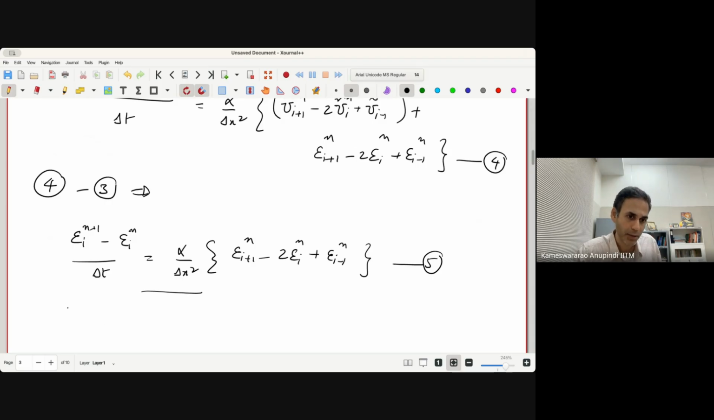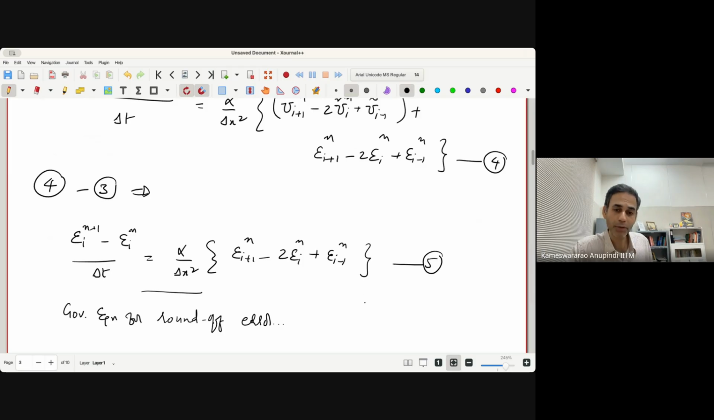So this is the governing equation for error, or to be specific, the governing equation for the round-off error. That means we have obtained a governing equation for the round-off error from the governing equation for the primitive variable, or the solution variable.